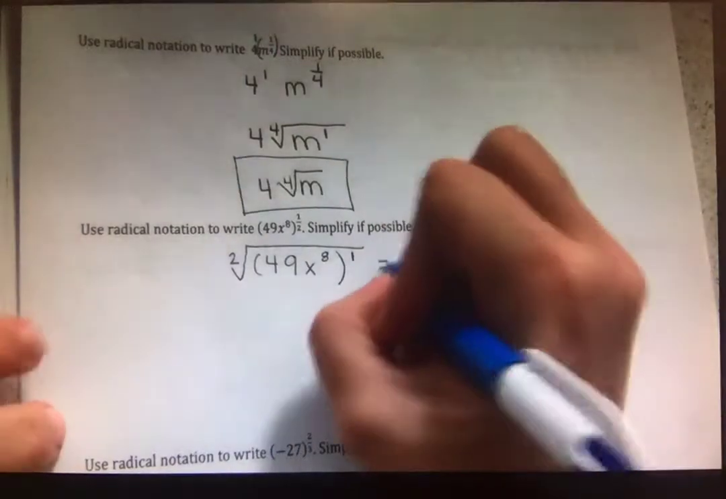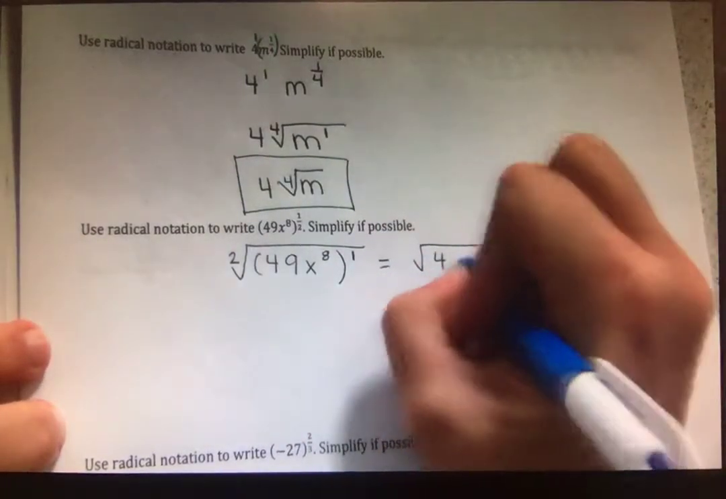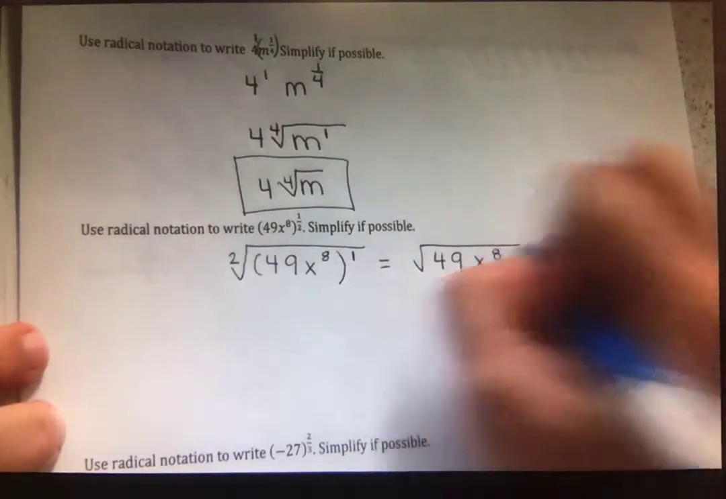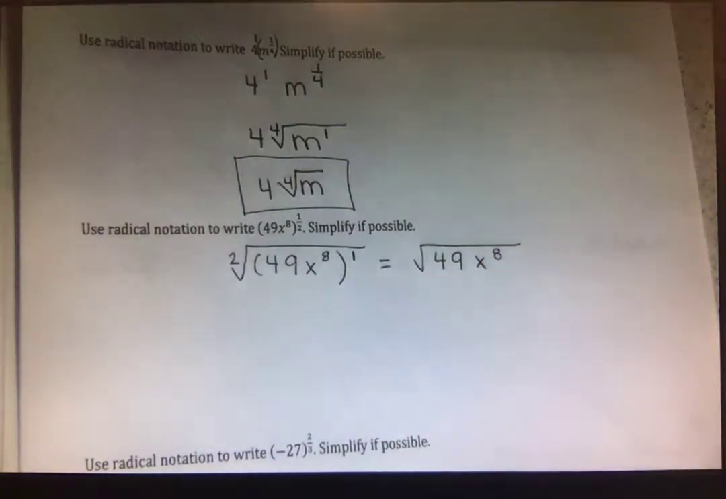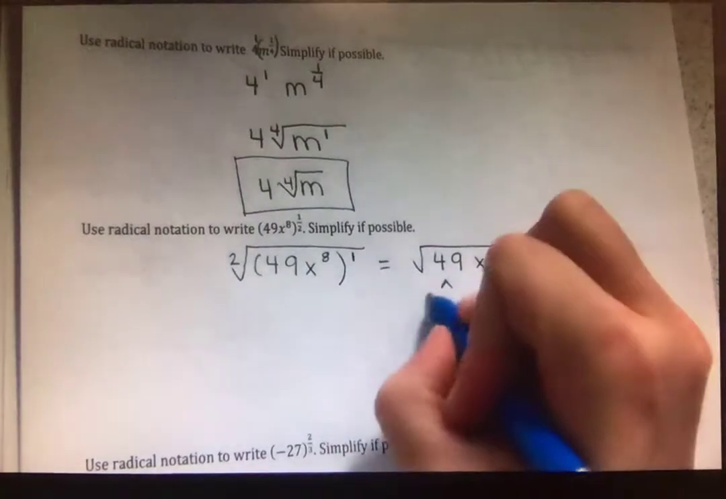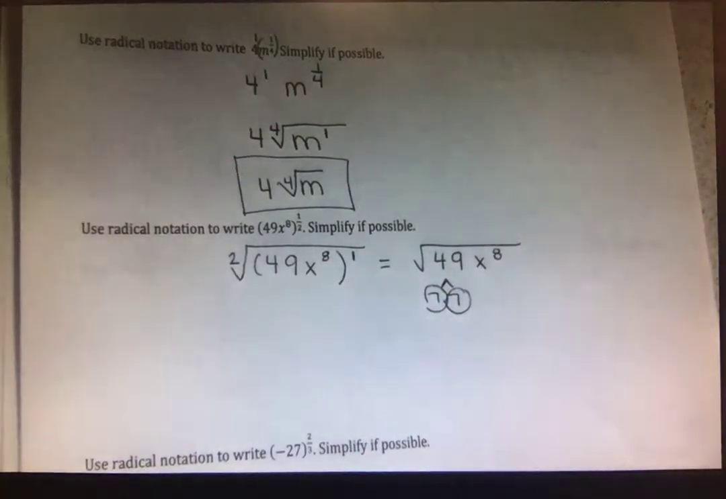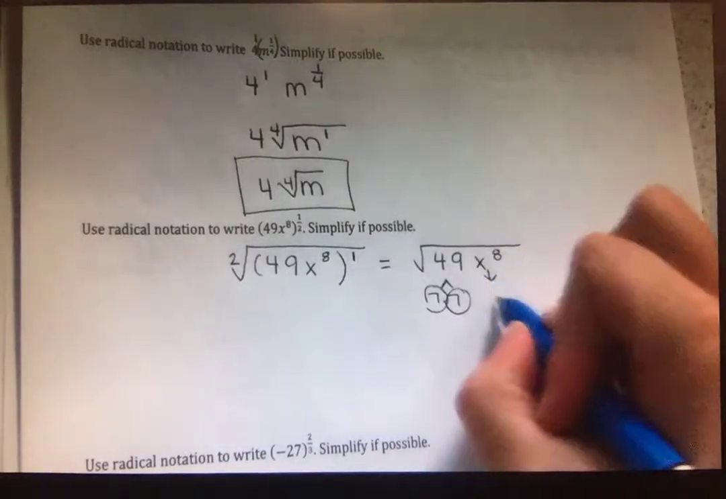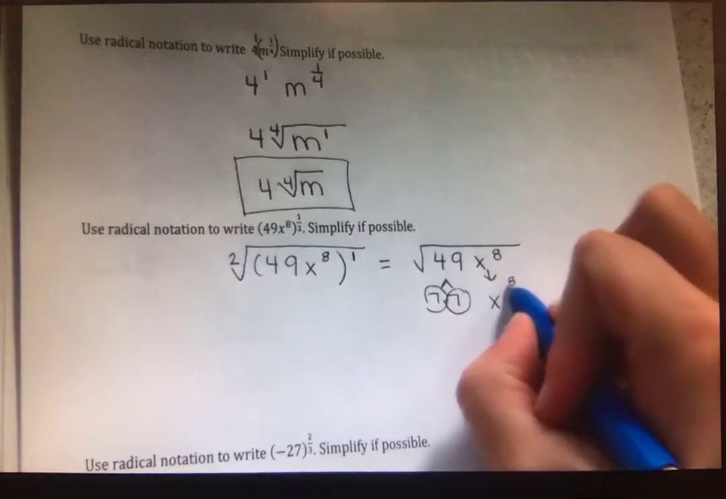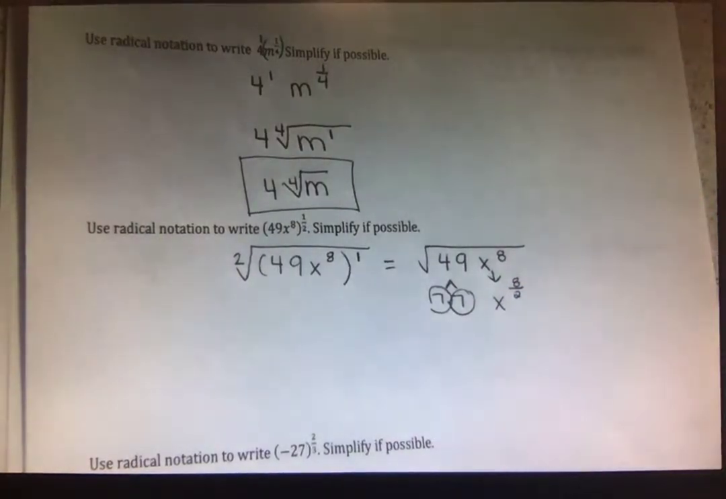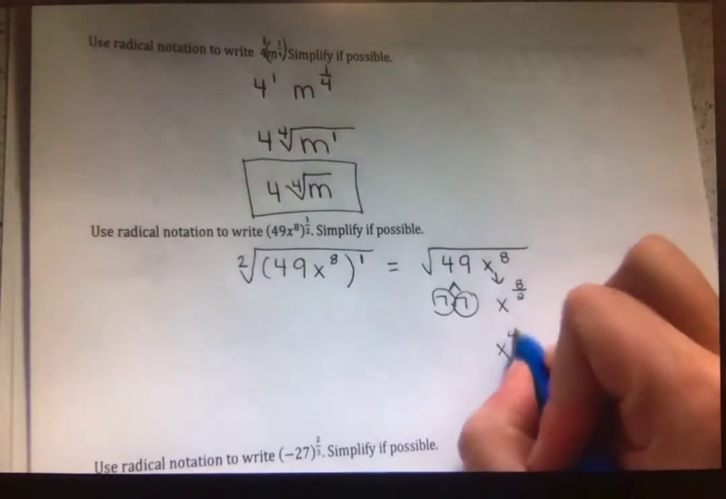So just rewriting this, I have the square root of 49x to the 8th. And now it says simplify if possible. I can break down 49 into 7 times 7. 7 cannot be broken down any further, so it gets circled. If I have 8 x's, I'm taking out groups of 2. You can either write 8 x's and circle groups of 2, or we know our little shortcut, which we can divide. 8 groups, we're taking out groups of 2. That'll tell me 4 groups are coming out.